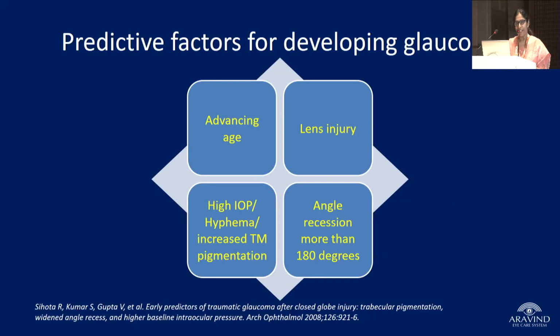So, there are certain predictive factors which influence the development of glaucoma. One is patients with higher age, those who have a lens injury, and those who have a very high intraocular pressure at presentation with presence of hyphema or any excessive pigmentation in the trabecular meshwork. And most importantly, when you notice a patient who has angle recession of more than 180 degrees, then they have a likelihood of going in for glaucoma.